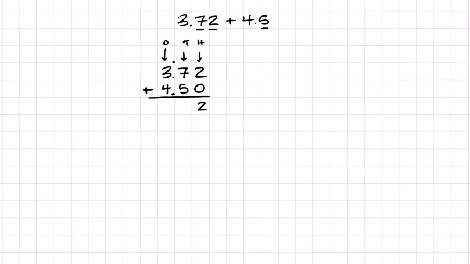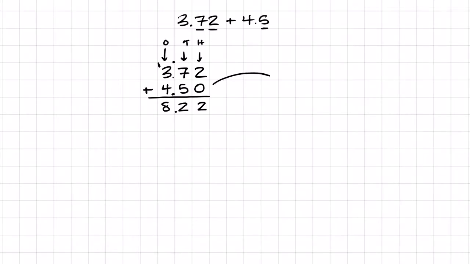2, then 7 plus 5 would be 12. I'm going to regroup 10 of those 12, leaving my 2 there, and bring the 1 up, and then we have 8. So 3 and 72 hundredths plus 4 and 5 tenths equals 8 and 22 hundredths. But how does that make sense? What really just took place?